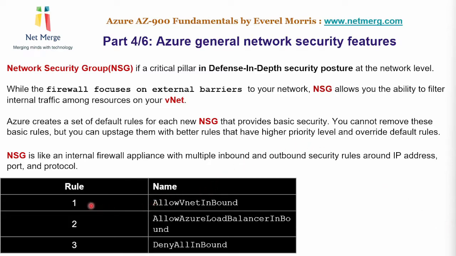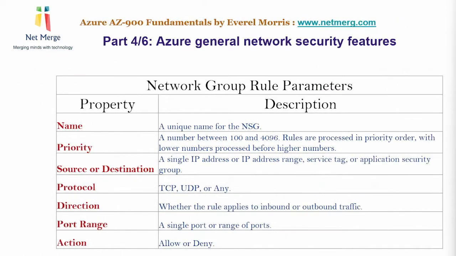So by default, you get these three rules. It will allow VNet inbound traffic. Allow Azure Load Balancer inbound, it will do that as well, and it will deny all inbound traffic. So depending on the rule number that's on, it will do exactly that. But you could override them by creating your own rules. By default, all inbound traffic is blocked, so by default, number three is on. It will deny all inbound traffic. That's a default rule you'll get when you create a network security group.